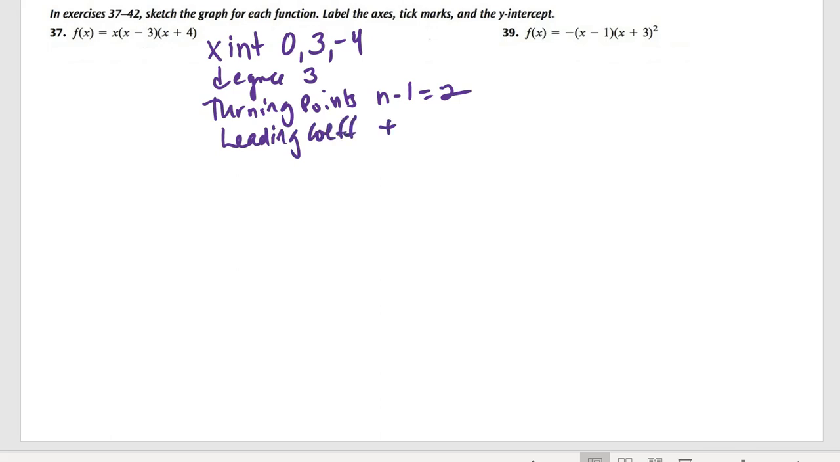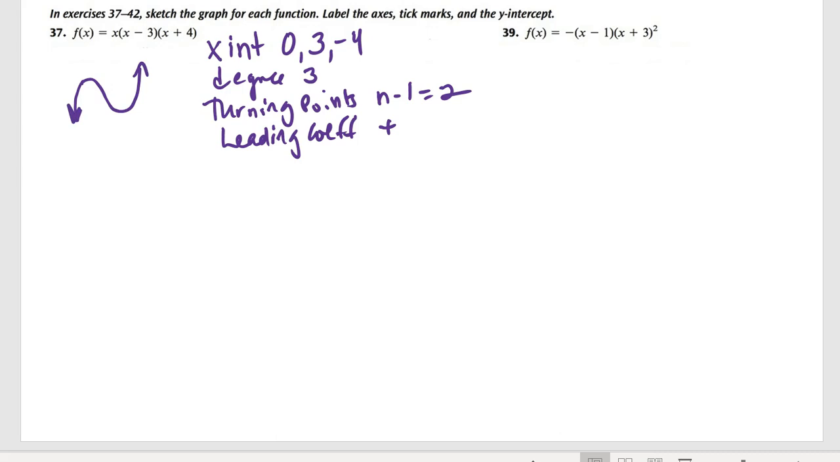Okay? Now, degree 3 means I'm going to be going something like that. I'm going to be going like that. So I'm going to have 2 turning points. And I see that my leading coefficient being positive means the same thing. I'm going to have the down, up on the right and down on the left.